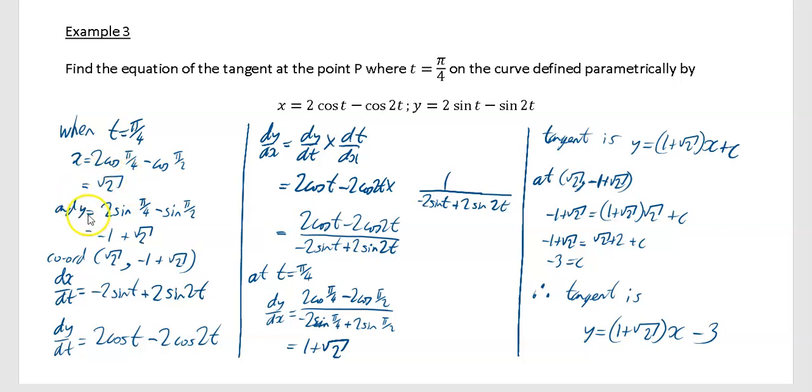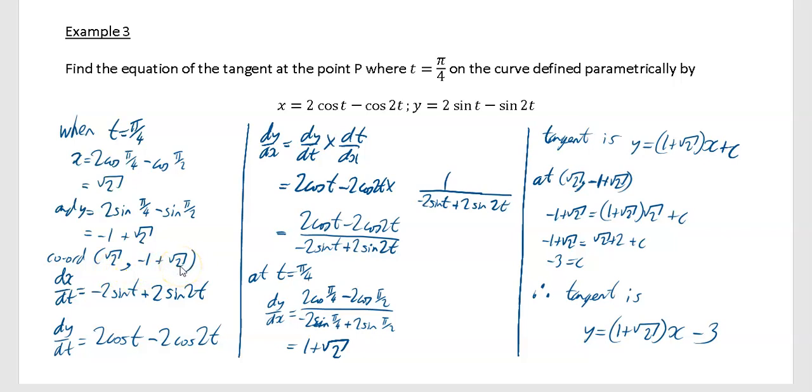Same idea, put pi over 4 in as your t value into y. So it's 2 sine pi over 4 minus sine of pi over 2. And again, put that into your calculator and it should come out as minus 1 plus root 2. So it's an exact value. So the coordinate we're going to be talking about is root 2, minus 1 plus root 2.